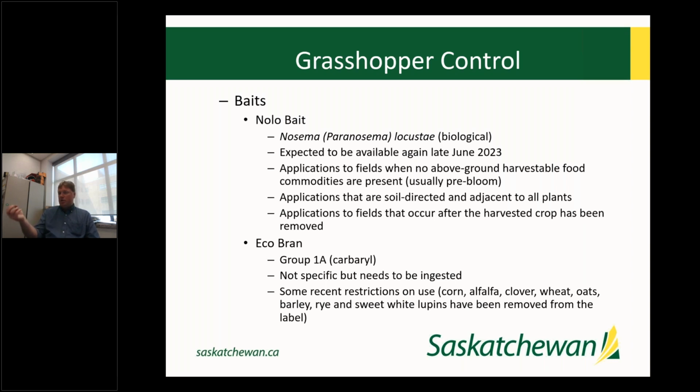So it is a carbaryl impregnated bran flake. This is one I do actually have some experience with, and it works very well. It will kill a large number of grasshoppers in relatively short order. However, do consider other things that may be consuming those bran flakes.